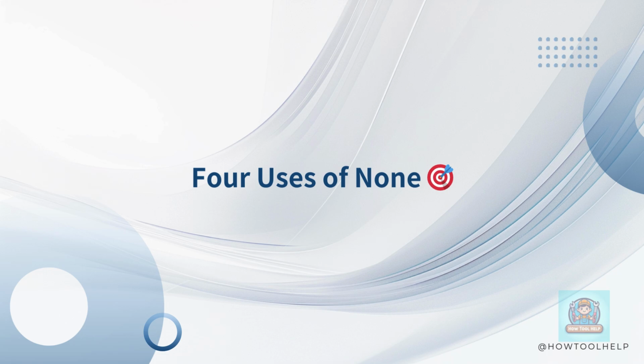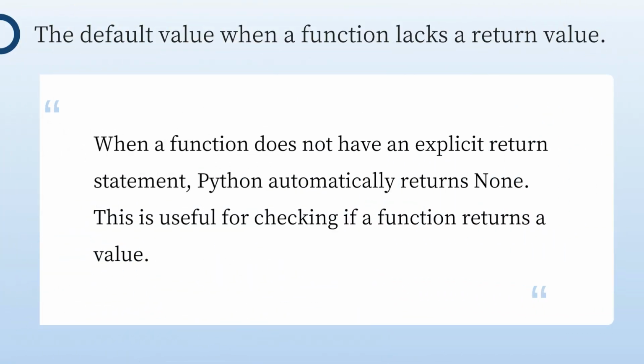4 main uses of None. Next, let's look at the 4 main uses of None. 1. Default value when a function has no return value. When a function has no explicit return statement, Python automatically returns None. This is very useful for checking if a function has a return value.